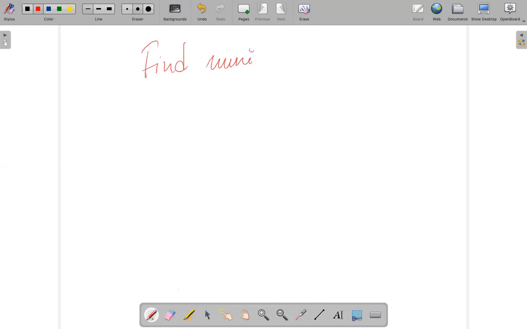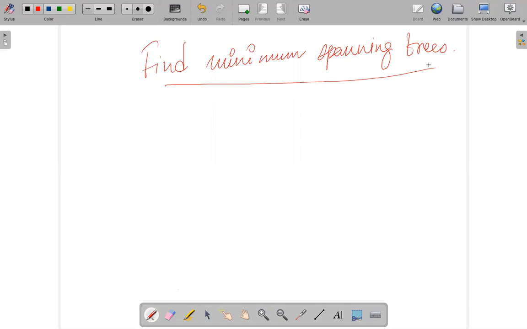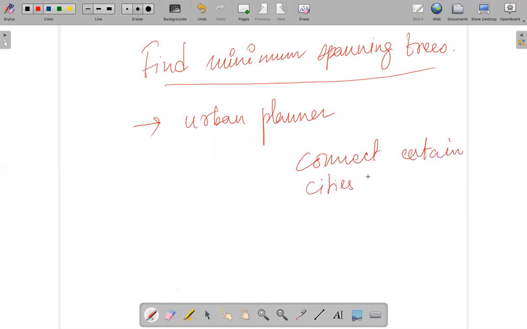minimum spanning trees. Suppose that there is, so let us take a realistic example, say there is an urban planner who wants to connect certain cities by roads. So this is the task.